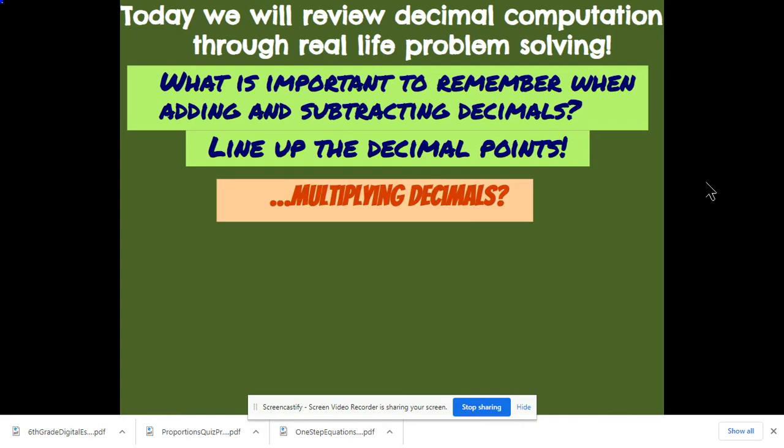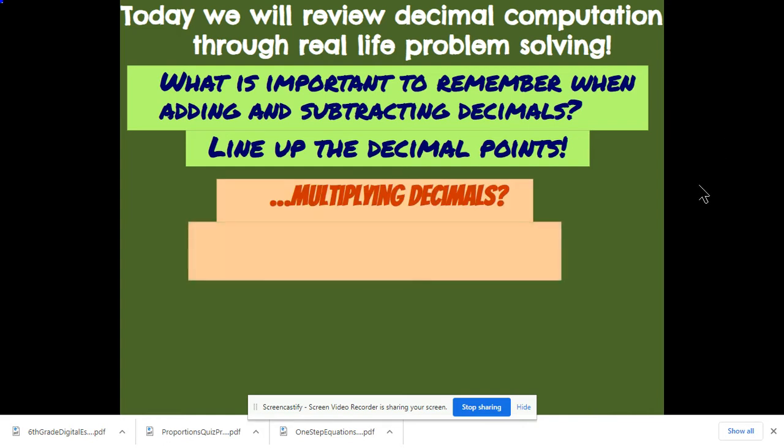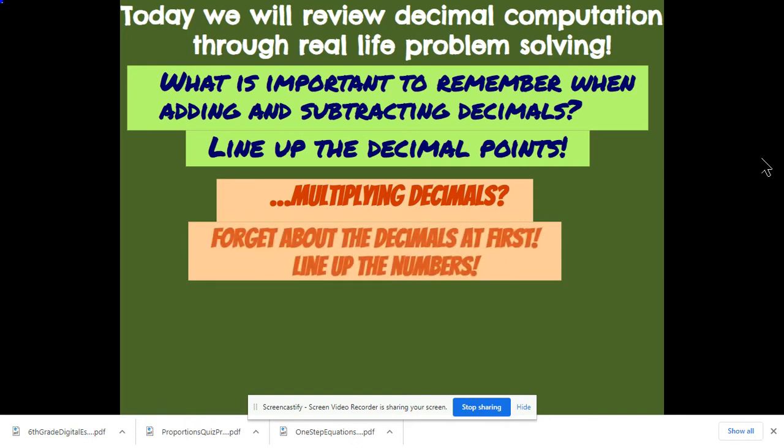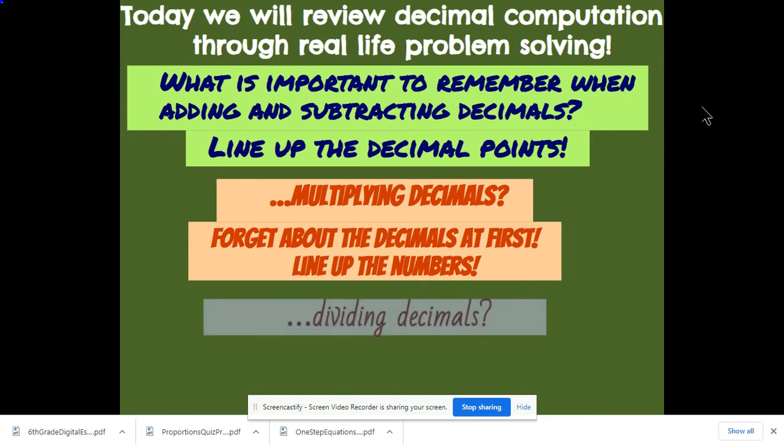However, when we multiply decimals, we want to forget about the decimals at first. Line up our numbers, multiply as usual, and then we count the number of significant digits behind the decimal point in the problem. And then we move our decimal back toward the left that many places, that many significant digits.